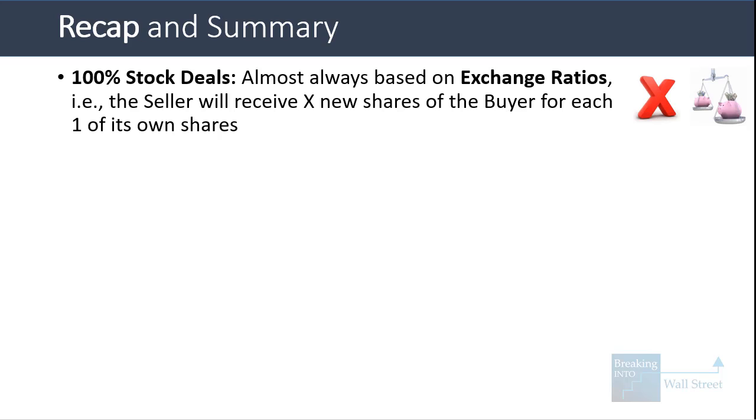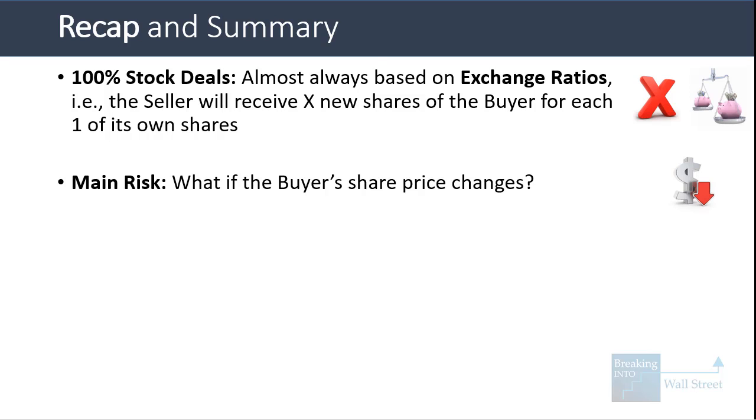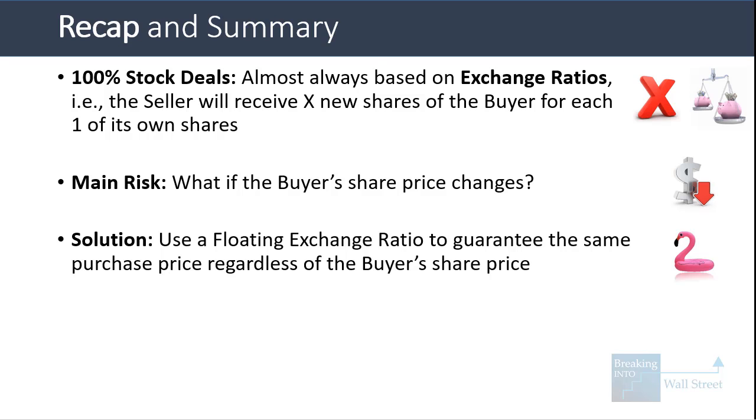100% stock M&A deals in real life are almost always based on exchange ratios. In other words, the seller will receive X number of new shares of the buyer for each one of its own shares. The main risk here is that the buyer's share price might change, and specifically it might fall, which will be really bad for the seller because it will own the same amount of the company, but its effective purchase price will be a lot lower.